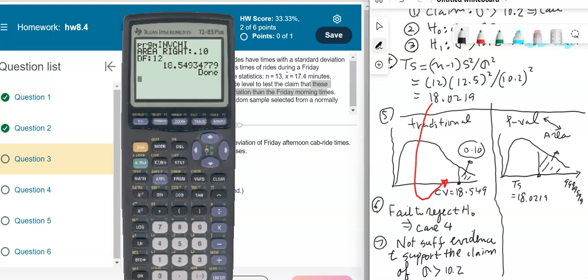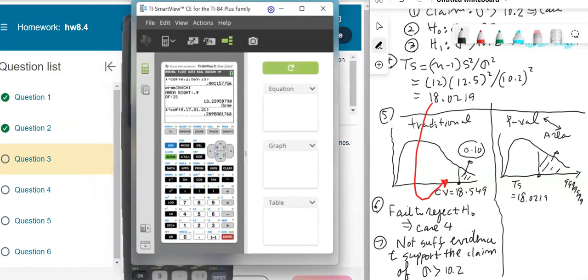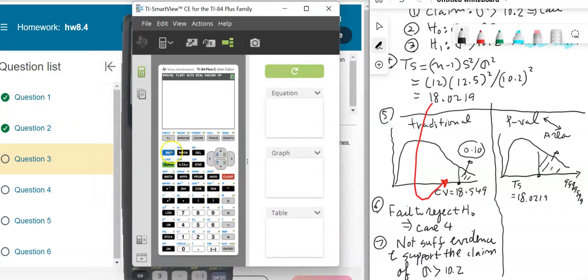Now, how to find the area? You go to second. Oh, this calculator doesn't have it, so I have to use this more advanced calculator here, TI-84. When I clear everything, go to second bars. You go to chi-square CDF, and then lower is 18.0219. And then upper is, like I said, 99999. Some people say 10 to the 99, but it's okay. As many 9s is okay, but 6 or more. And degree of freedom is 12. And then paste.